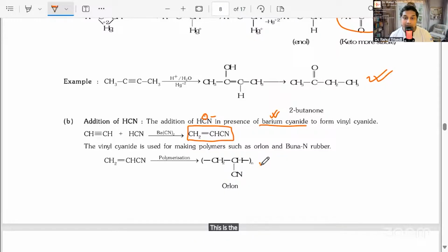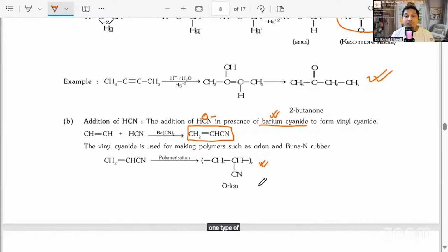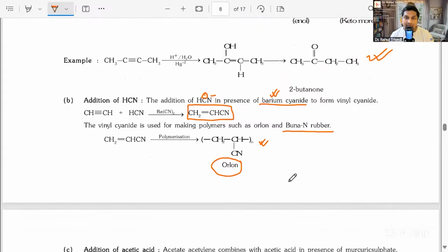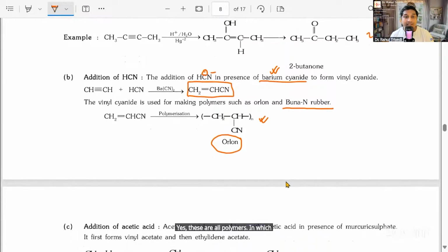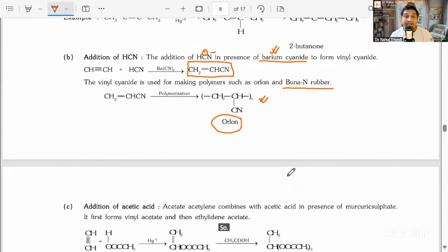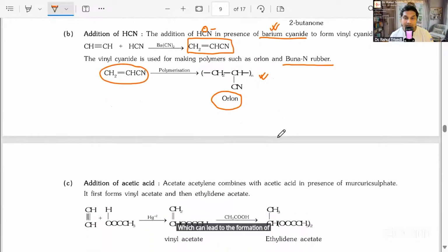This is the polymer. So vinyl cyanide, or vinyl nitrile, can lead to formation of one type of polymer which is called Orlon. It can also lead to the formation of Buna-N rubber also. Yes, these are all polymers in which vinyl cyanide can be used, and in the polymer industry it is very famous. So nucleophilic addition first has to happen, then you have the monomer ready, which can lead to the formation of this polymer. Nice.